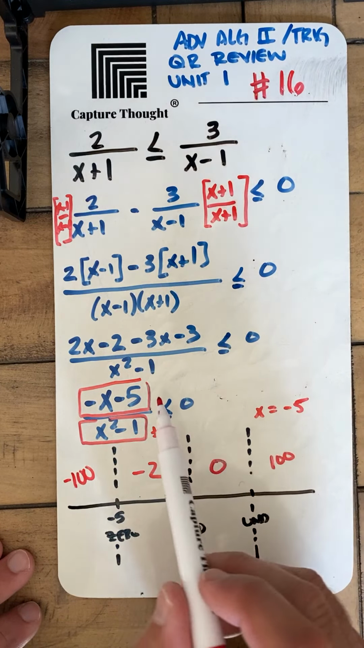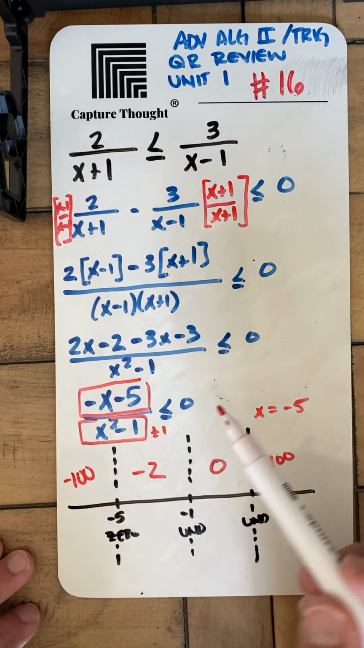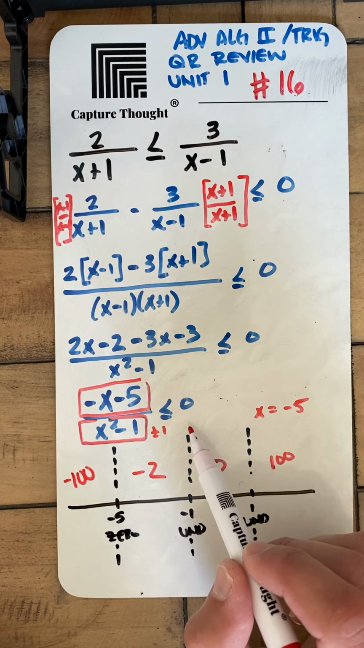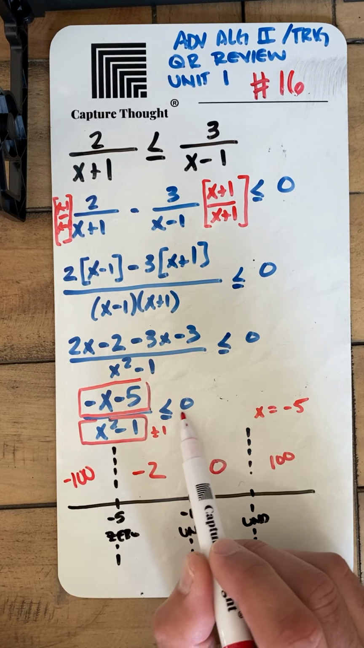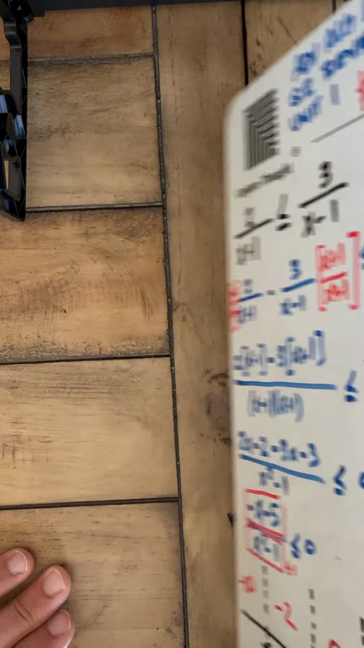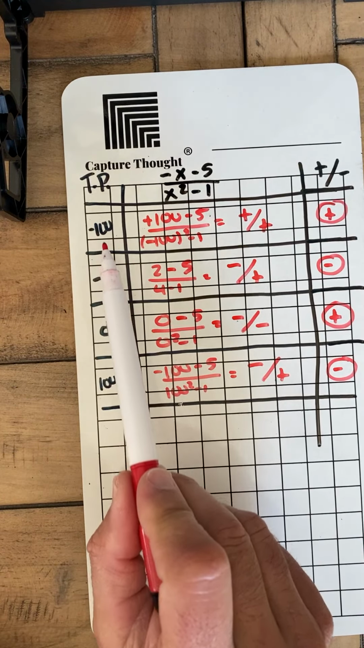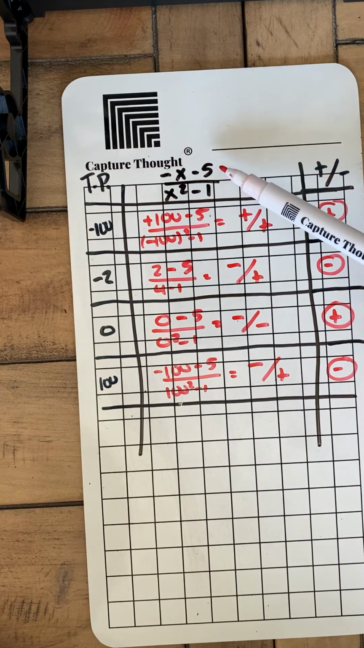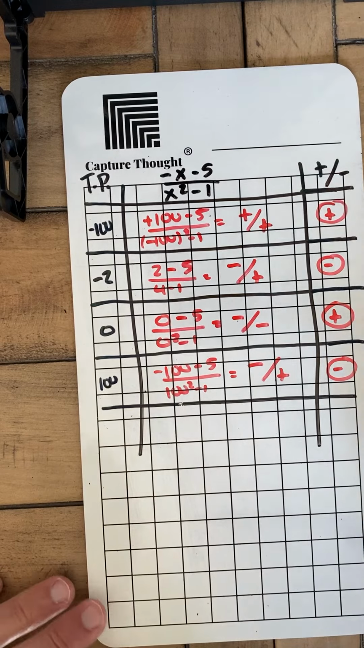And I'm going to take each test point and run them through this expression and see whether or not my answer is positive or negative. And we are looking for answers that are negative because our inequality is less than 0. So I already did that for you in the back. So here's what I did. Here's my test points, negative 100, negative 2, 0, and 100. I'm going to plug each into my expression, and all I care about is whether or not the answer is positive or negative.